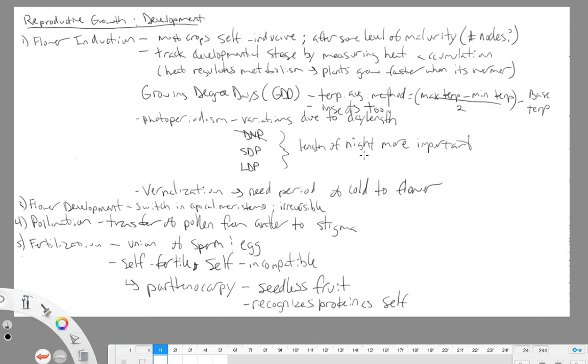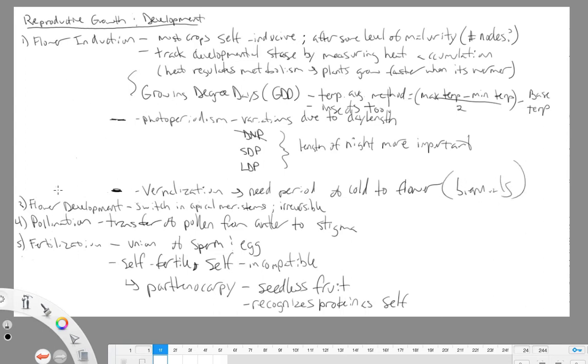So we have self-inducive plants up here. We have plants that respond to photoperiodism. And then we have plants that respond to vernalization, and that's that period of cold that certain plants need. They need to be exposed to that period of cold in order for them to flower. Typical of our biennials.